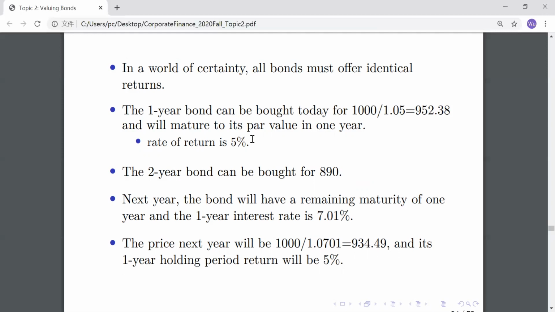The 2 year bond could be bought for 890. And then next year, the bond will have a remaining maturity of 1 year, and the 1 year interest rate is going to be 7.001%. This is already derived. This 890 is 1,000 divided by 1 plus 6% to the power of 2, squared. So this was already shown.